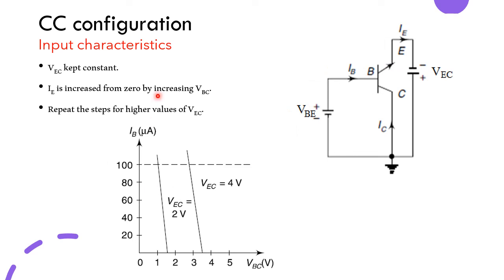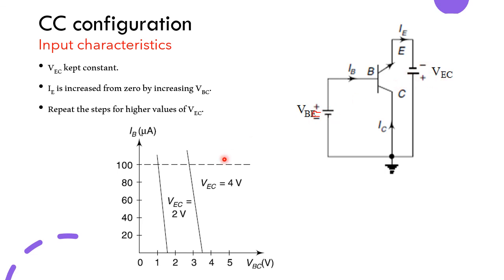Next we move on to the CC configuration, common collector. In the common collector configuration, the collector is grounded. The voltage source is connected between base and collector, so it's a common collector VBC. Here it is VEC, and now this part is forward biased and this is reverse biased.